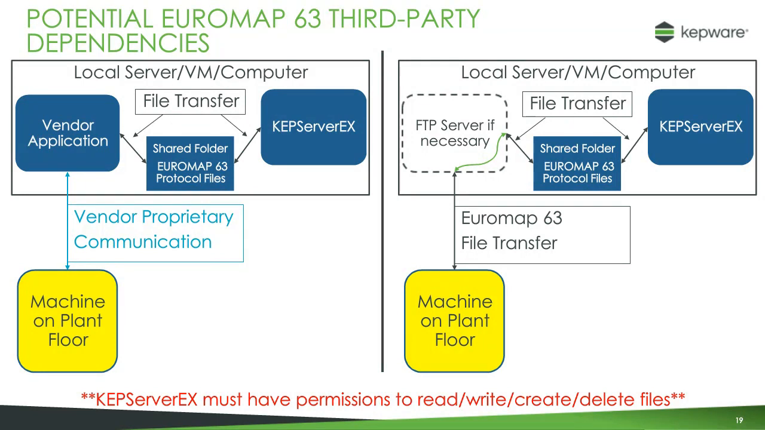Those machines need to connect to an FTP server. The way that KEPServer interacts with the EUROMAP 63 is via a shared folder that the FTP server is linked to. So the Demag machine points into the FTP server. On the back end of that server is the shared folder that it's looking at.